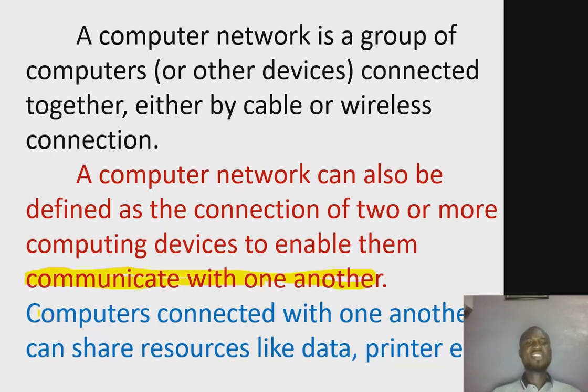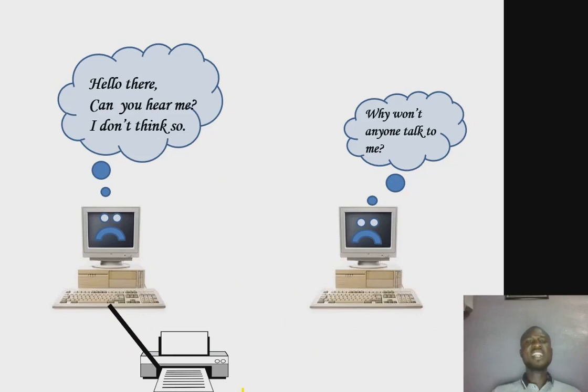Now, if you look at this last definition, they say computers connected with one another can share resources like data, printers. So, for example, if you have two computers and you have only one printer in the house and you want the two computers to be using that one printer, before they can do that, you have to connect them or put them in a network. That's why it is said that a computer network is defined as the connection of two or more computers in order to make them communicate with each other.